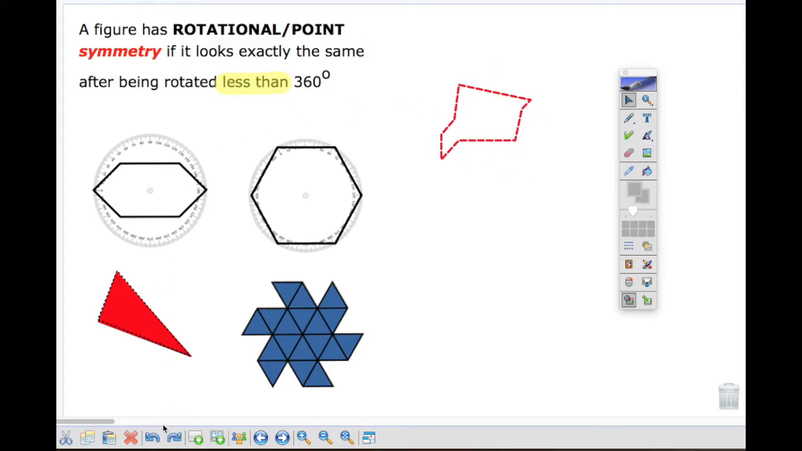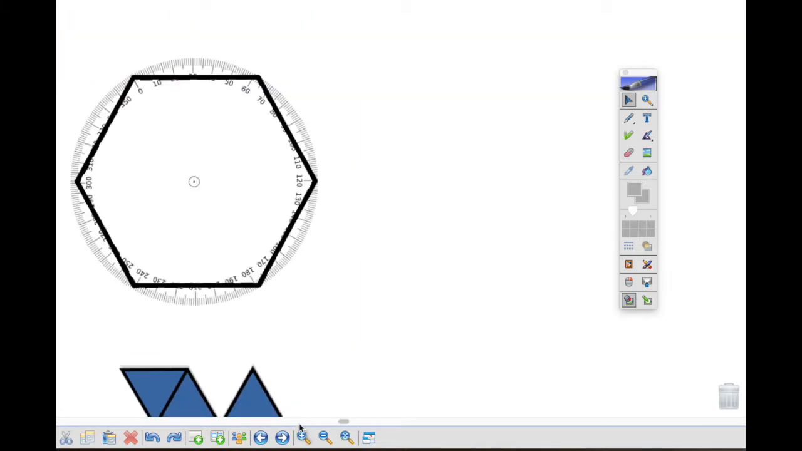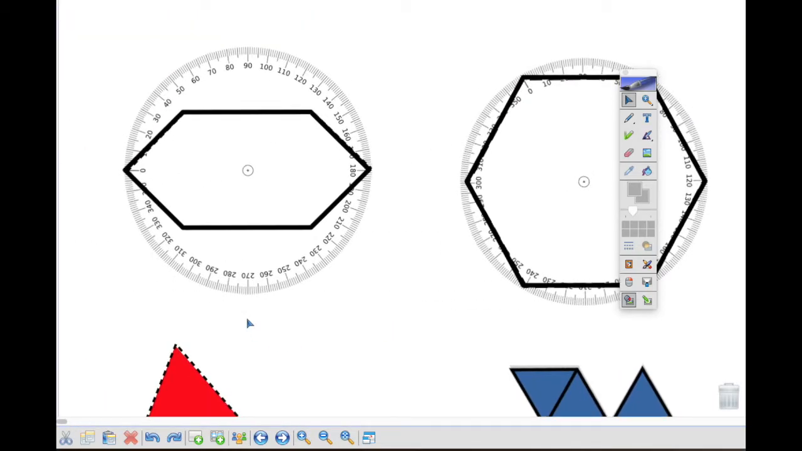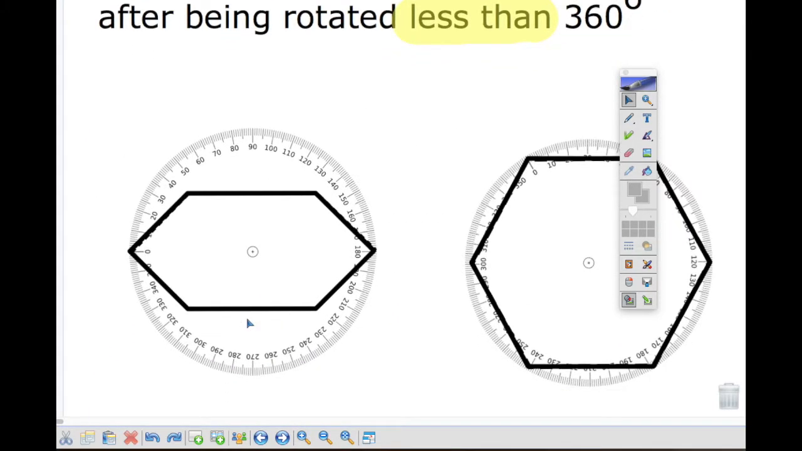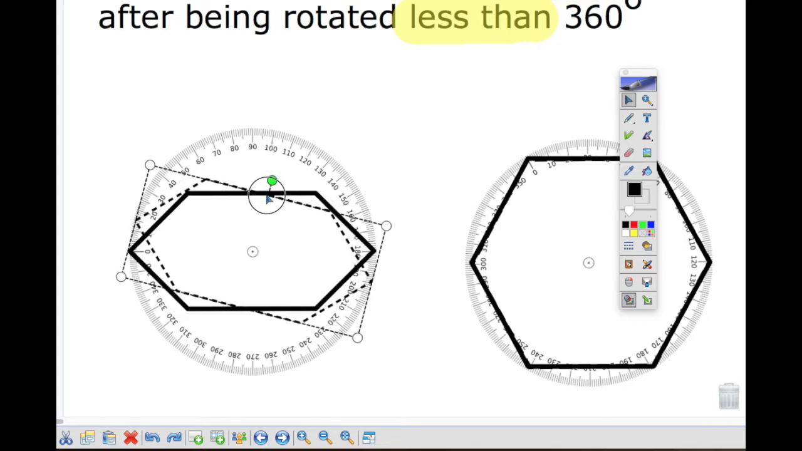Okay, but point symmetry means it could be rotated less than 360 degrees and be symmetrical, or congruent to itself, or mapped onto itself. So let's look at these examples and see if these have point symmetry. Looking at this hexagon right here, I'm going to start with this coordinate on 0 degrees and I'm going to rotate it. Okay, I'm going to keep rotating it.